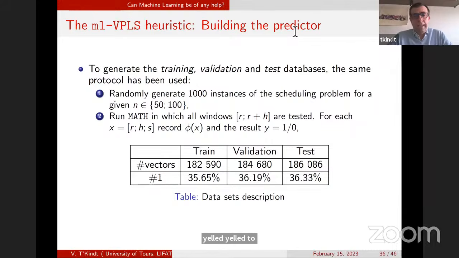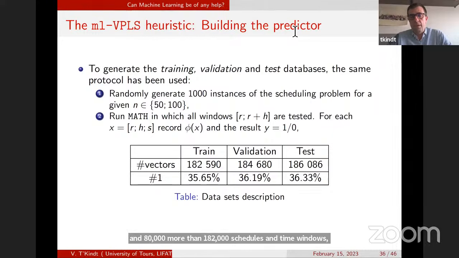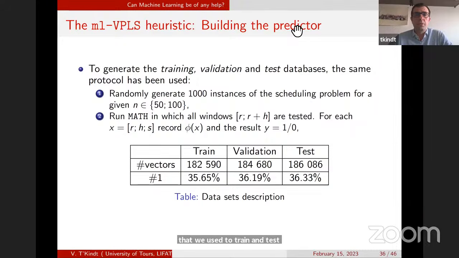Meaning that we had in our database more than 182,000 schedules and time windows, and about 35% of them were positive time windows, so improving time windows. And these were our 3 databases that we used to train and test the neural network.